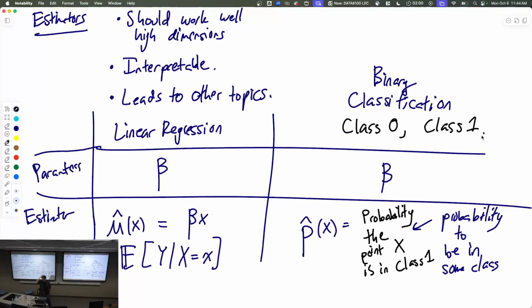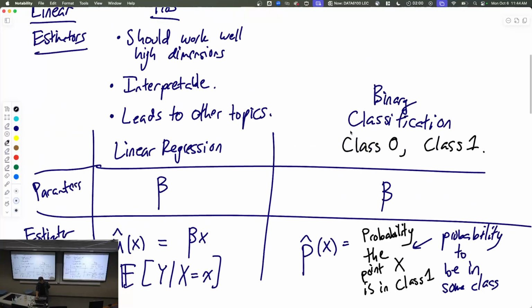Okay, so that's our job, is to take what we did before and extend it, or understand what we have to change to make it work. Before we were estimating the mean, now we're going to estimate the probability. And we're going to see some things are the same and some things have to change to make it work out nicely. Okay, any questions or comments so far?